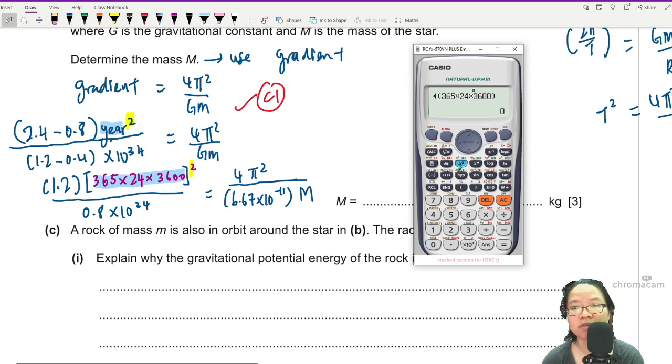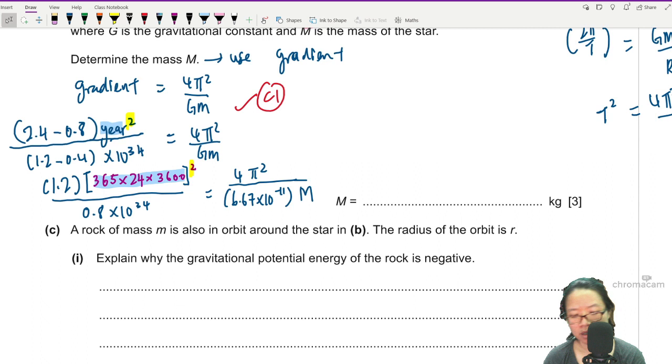So I'm just typing whatever I see on the left hand side, divide by 0.8 exponent 34. Then multiply by 6.67, I hope my calculator doesn't crash, negative 11. Divide by 4, divided by pi square. So this one is 1 over m. Then I take 1 over answer. Okay, so I will get something like 3.96 or 3.97 times 10 to the power 30.